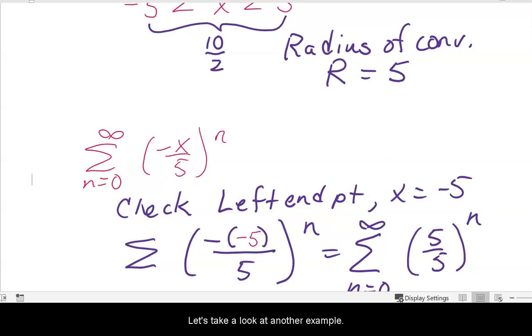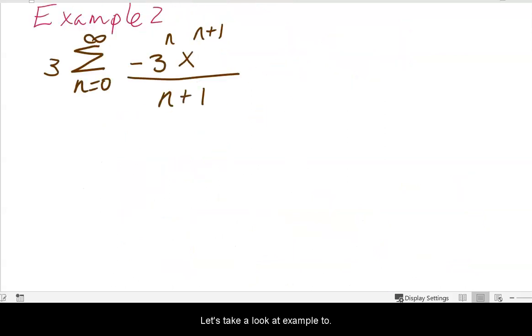Let's take a look at another example. Let's take a look at example 2. Example 2 does not look like a power series at first, but if you notice, it does have the variable x on the inside, and it is being raised to a power which involves the subscript n.